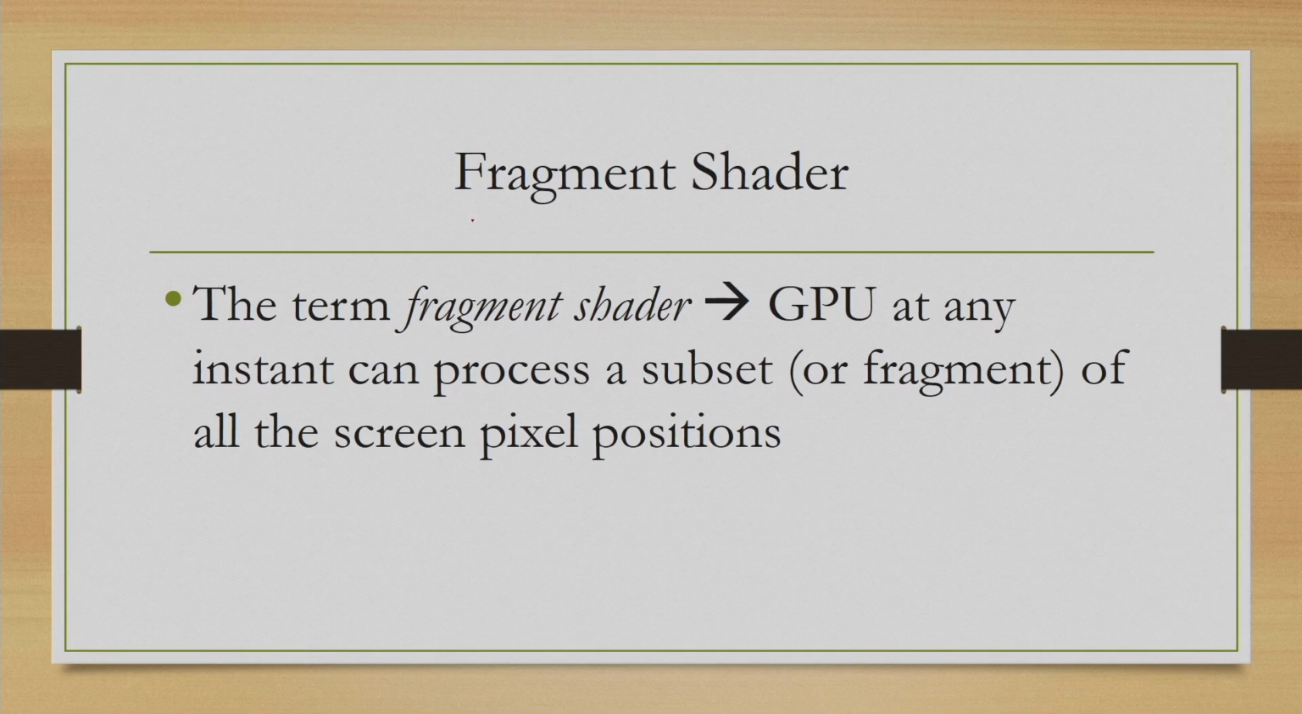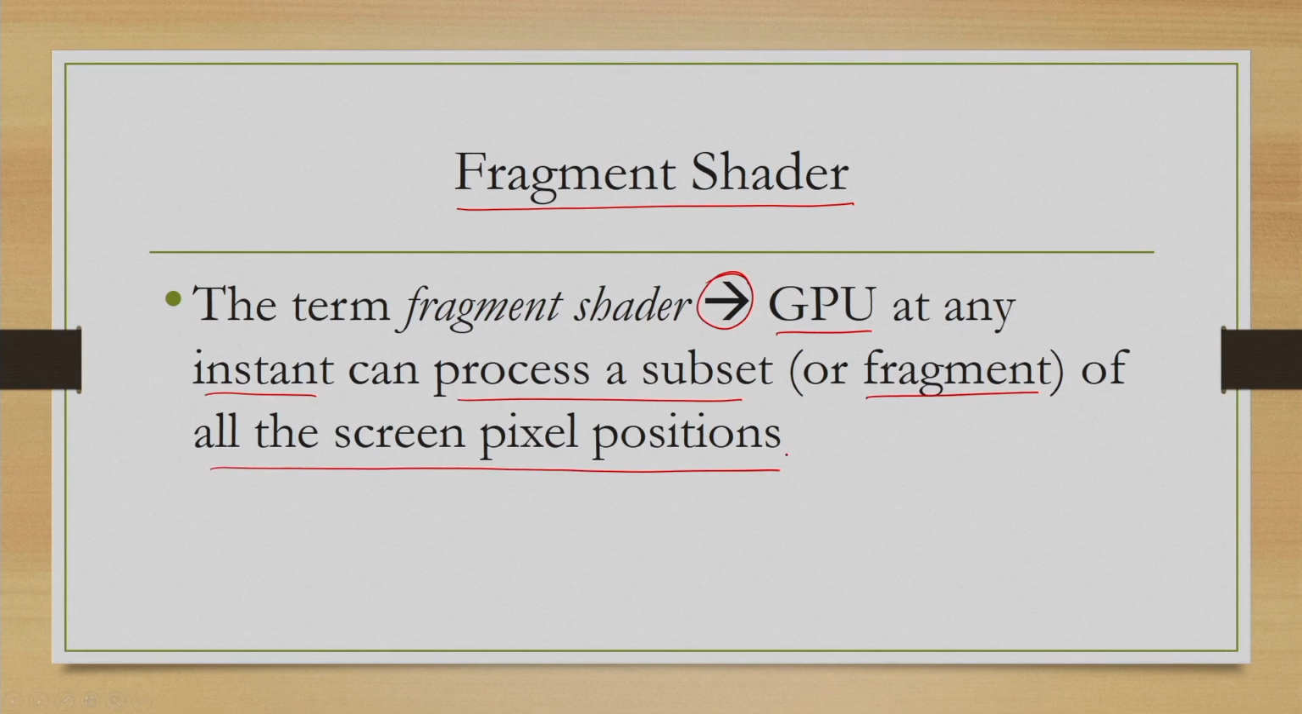Now, why is it called fragment shader, the pixel processing unit? It implies that GPU at any instant can process a subset or a fragment of all the screen pixels that are present. So, at a time a subset of the screen pixels are processed, hence it is called a fragment shader.